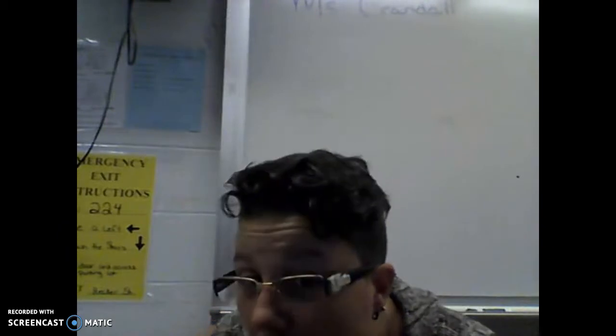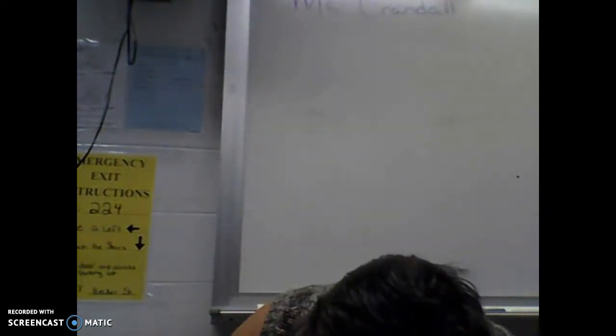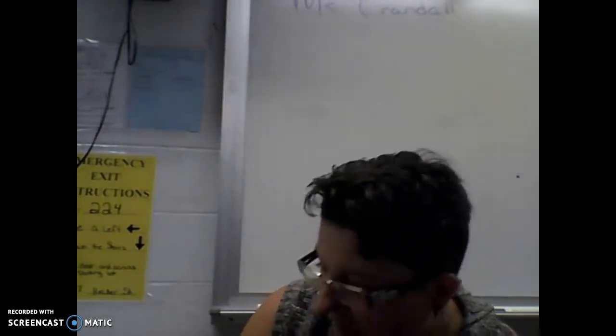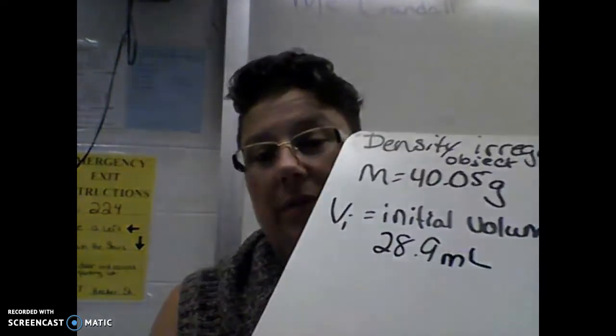Then I'm going to read it just like I normally would. Set it on a flat surface and get low at eye level so that you can see it. This happens to be at 28.9. Okay, so my initial volume is 28.9. Because we're using a graduated cylinder, it's 28.9 milliliters. So that's our initial volume.